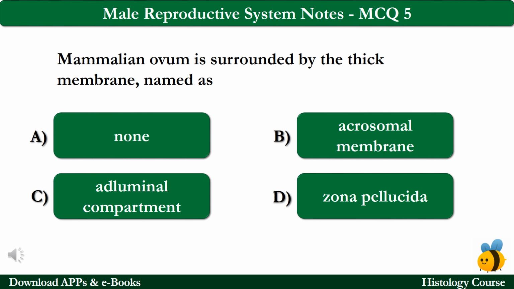MCQ number 5. Mammalian ovum is surrounded by the thick membrane named as option A none, option B acrosomal membrane, option C adluminal compartment, and option D zona pellucida. The correct answer is option D, which is zona pellucida.